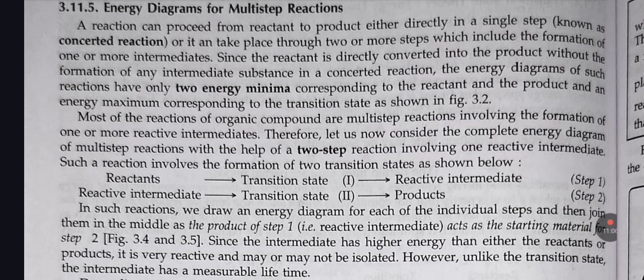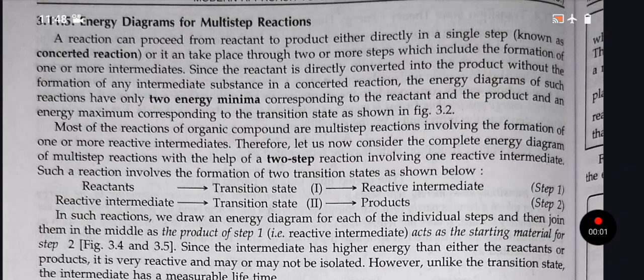Most of the reactions of organic compounds are multi-step reactions involving the formation of one or more reactive intermediates. Therefore, let us now consider the complete energy diagram of a multi-step reaction with the help of a two-step reaction involving one reactive intermediate. Such a reaction involves the formation of two transition states, as shown below. Reactant gives transition state 1, then reactive intermediate; this is step 1. In step 2, the reactive intermediate gives transition state 2, which further gives product.